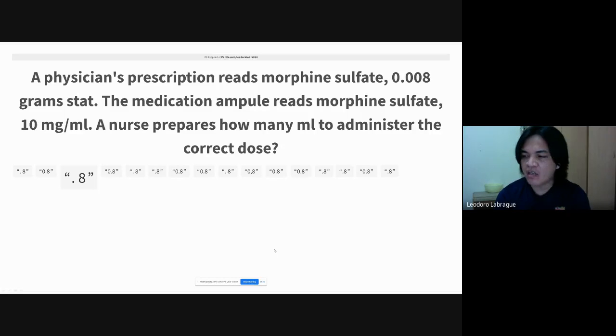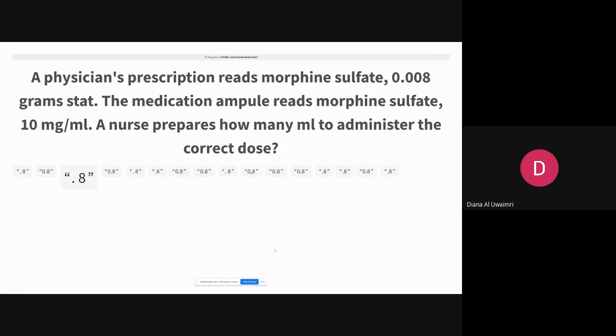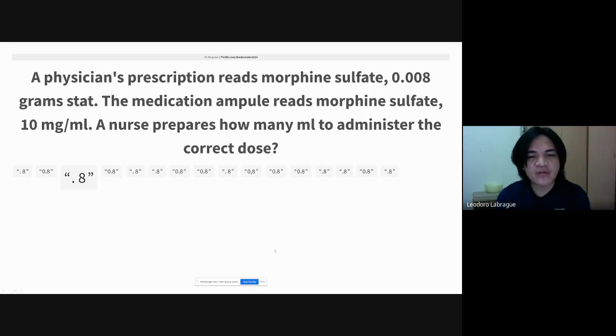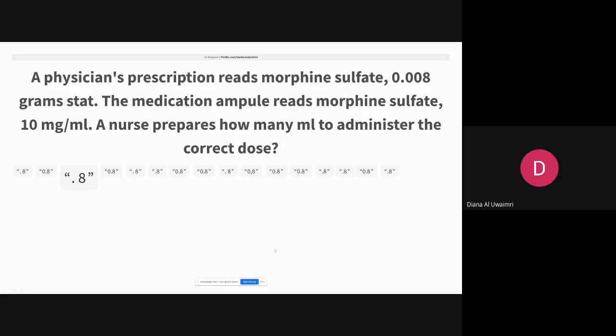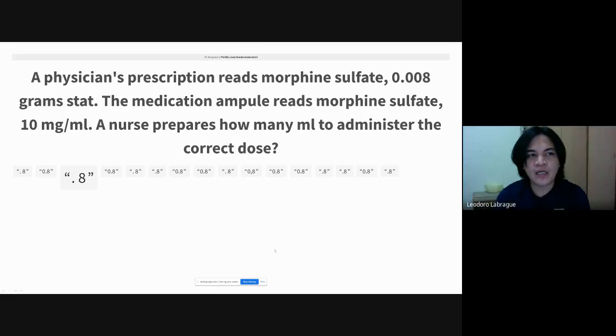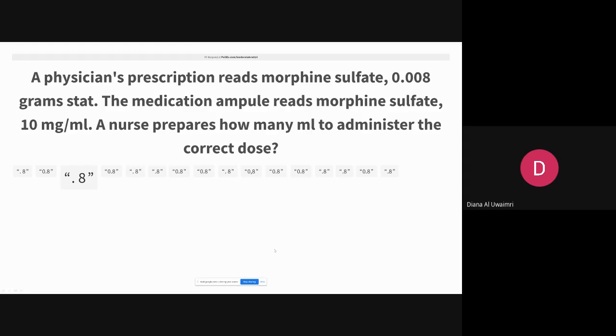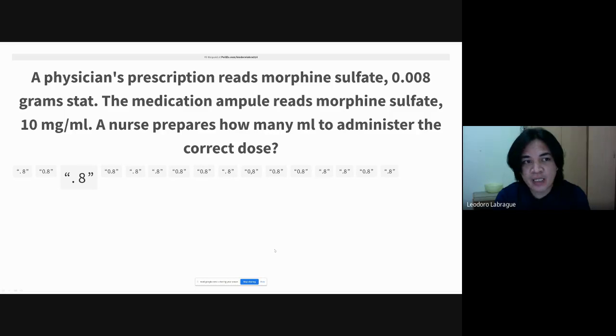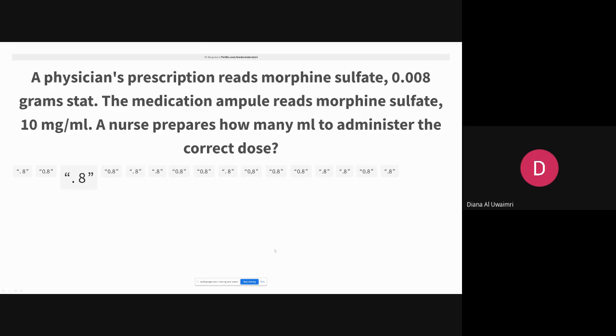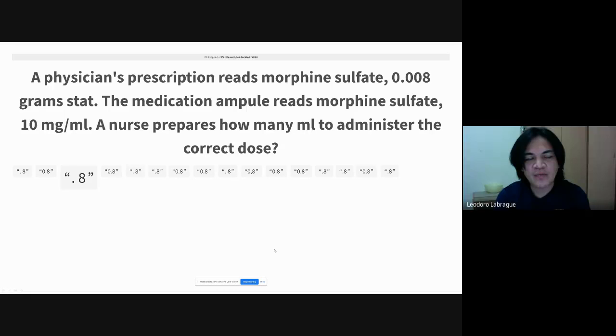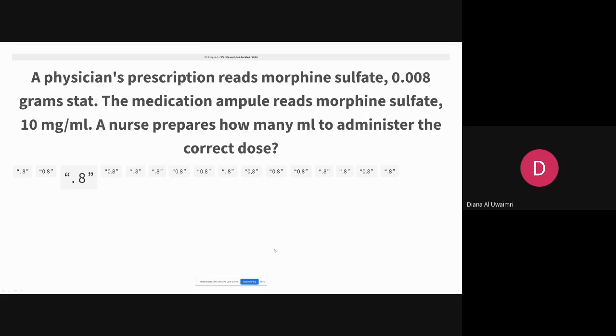Diana, sorry. Diana. Yes, Doctor. Okay, can you give me your answer? 0.8. How did you come up with 0.8? The 0.008 divided by 1,000 to convert to milligram. You divide it or you multiply it? Multiply. Okay, multiply. And then divided by 10 milligram. Okay. The answer is 0.8.